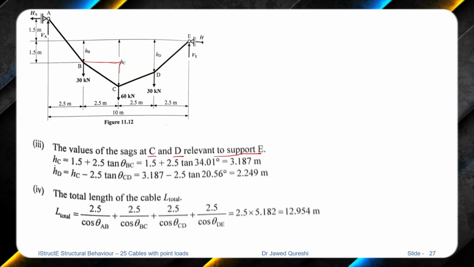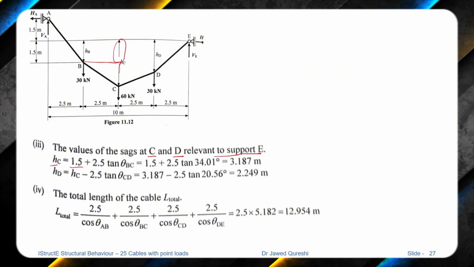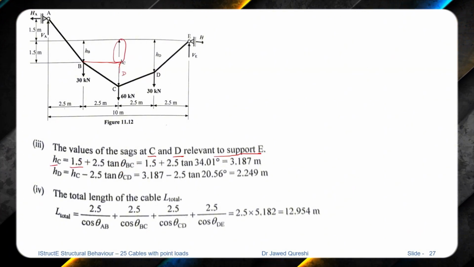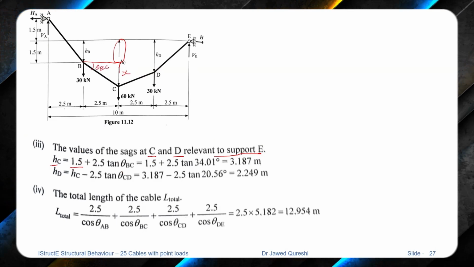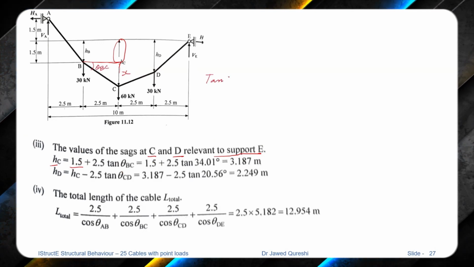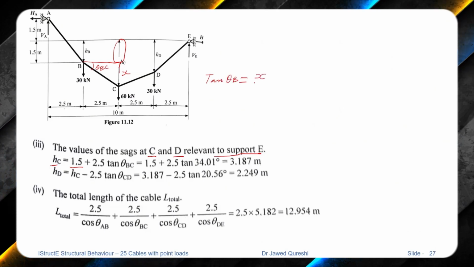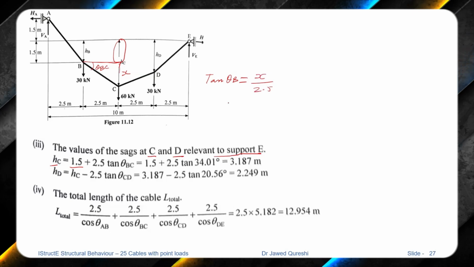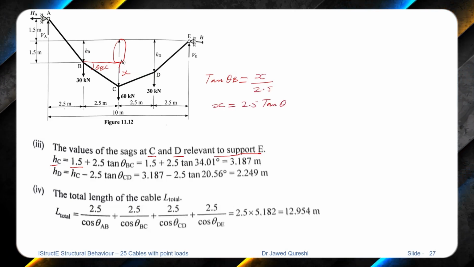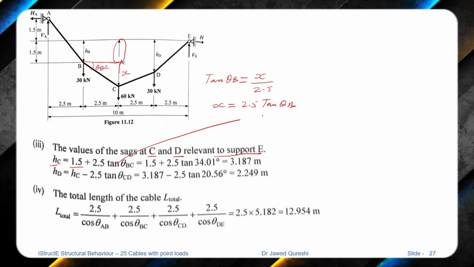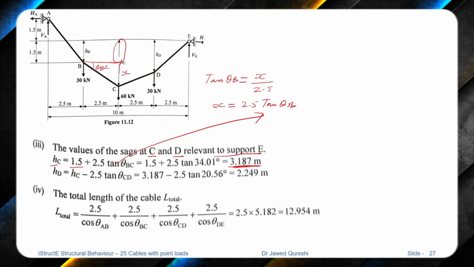So HC in total is equal to this value, which is 1.5, plus this component. If I call this component X, and this is theta BC, tangent of theta BC will be equal to vertical over horizontal. Horizontal is 2.5, which means X will be equal to 2.5 tangent of theta BC. That's where I've got this value, and from here you can work out the total value of HC.